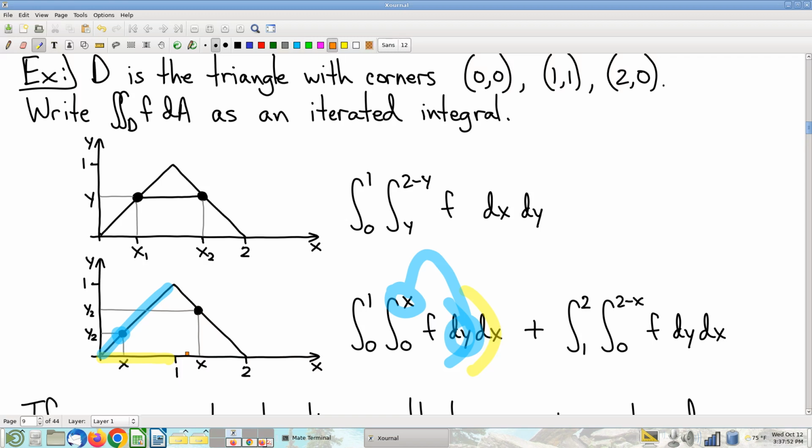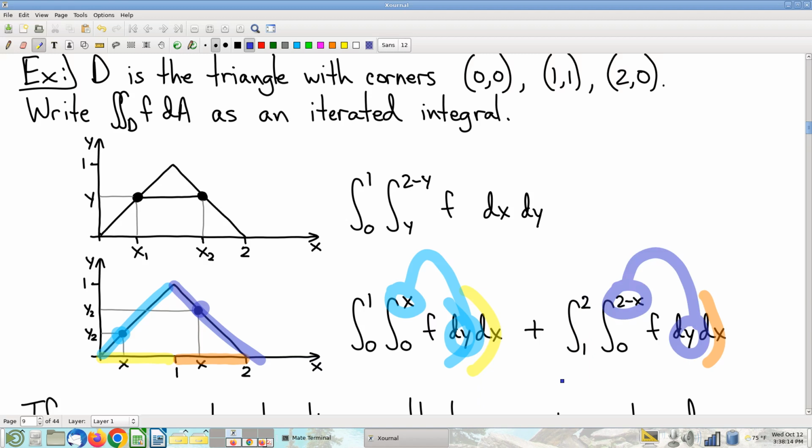But that's only for those values of x. I then separately have to consider values of x between 1 and 2. Right? For x between 1 and 2, my upper bound comes from that point, which is on that different curve with a different equation, in which, when I solve for y, I get 2 minus x.